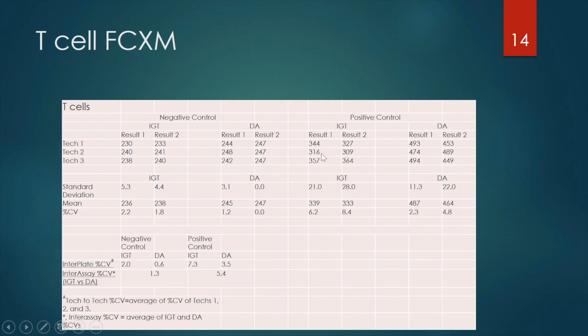For the positive control, 344, 316, and 357, whereas result 2 is 327, 309, 364. And for the DSL method, it is 493, 474, 494, and result 2 is 453, 489, and 449. So the percent CVs are 6.2 and 8.4 for the IGT method, and 2.3 and 4.8 for the DSL method. The inter-assay between the IGT and DSL are still less than 5% for negative control, and positive control is 5.4%.